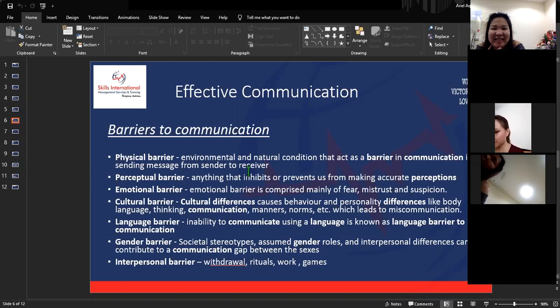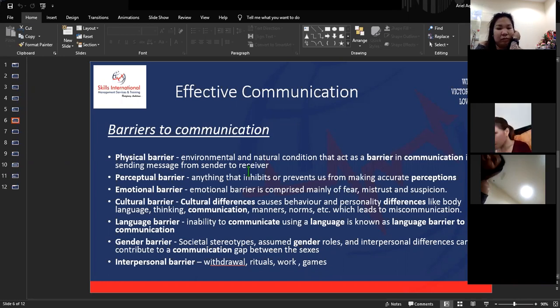Ito yung medyo, talaga, number one siya. So, language barrier is inability to communicate using language. Is known as a language barrier to communication. Dahil iba nga yung salita nila dito, yun yung number one natin na magiging problema. Unlike if they will be fluent in English, wala namang sinasabi. Pero pagdating sa pag-Arabic, we should learn. We should adjust kasi nandito tayo sa bansa. Kahit basic lang, so you will have communication with them.